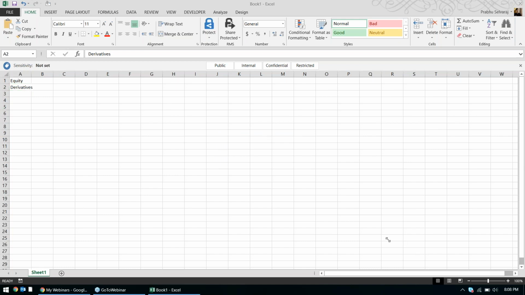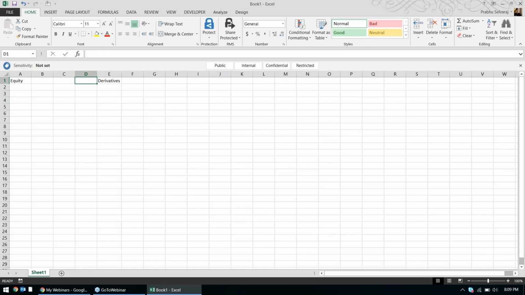Let me make this chat window smaller so that I don't miss anything important in the chat. Let us put down equity. Now let us see the difference between equity and derivatives. In derivatives, there are two kinds of things: futures and options. These two are part of derivatives. And equity we call equity trading, cash trading, or delivery-based trading, or whatever it is.